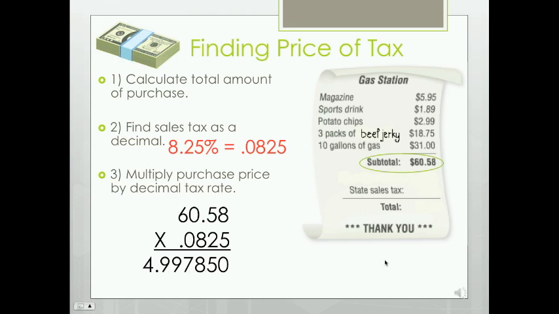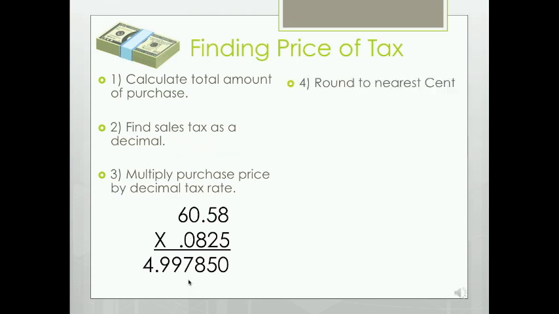But our situation here causes a problem: 4.997850 does not look like money to me. We want that to look like money, so it's going to have to be rounded to the hundredths place, or rounded to the nearest cent. When we round, that's going to be $5, because the 7 rounds the hundredths place up and so on to the left. So now we actually have $5 as our tax cost. That's not our tax rate. Remember, our rate was a percentage or a decimal. The cost of our tax is $5.